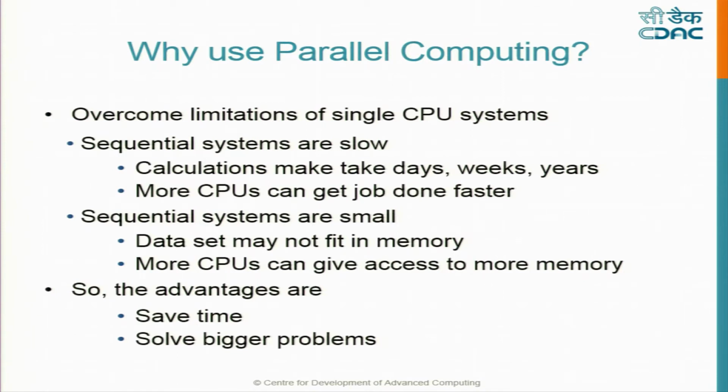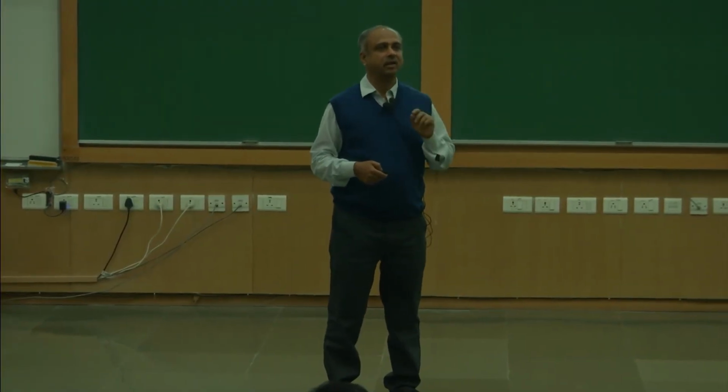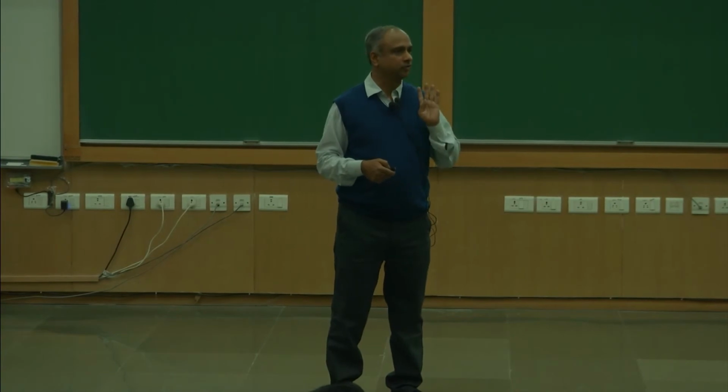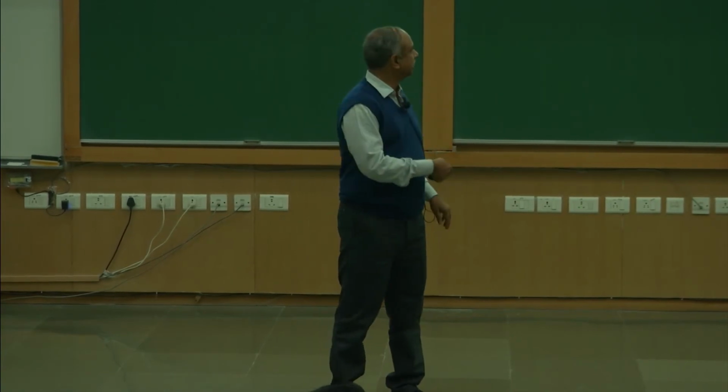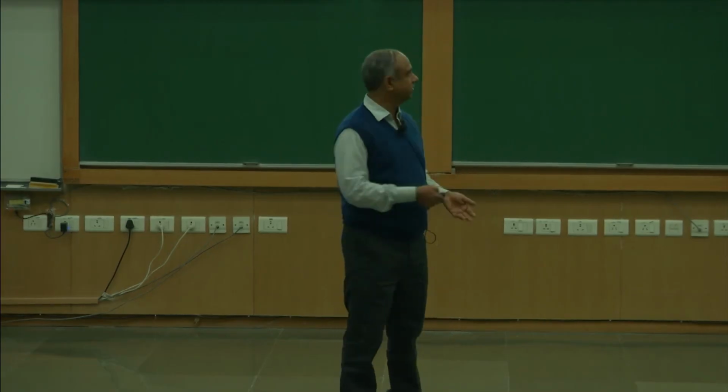There are two problems: one is slow, and second is they are small, meaning a 32-bit processor with a 32-bit address can only physically support 4 GB of memory. It cannot go beyond that, which means the data set may not fit in the memory. You have a single processor, so that same problem, not in main memory, so go to the hard disk, all that problem will come. But if you have more CPUs, each one can have 4 GB, 100 CPUs, 400 GB, so more data.